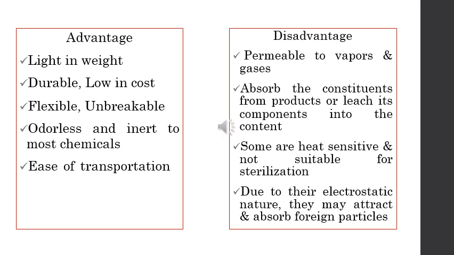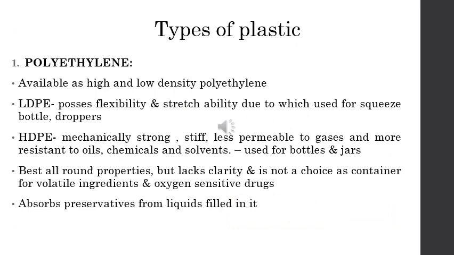Some of them are heat sensitive and not suitable for sterilization, and due to their electrostatic nature they may absorb some foreign particles. Now the next part is about the types of plastics. The first is polyethylene. Polyethylene is available in two forms, high density polyethylene and low density polyethylene. Low density polyethylene has flexibility and stretchability, due to which it is used for squeeze bottles or droppers.